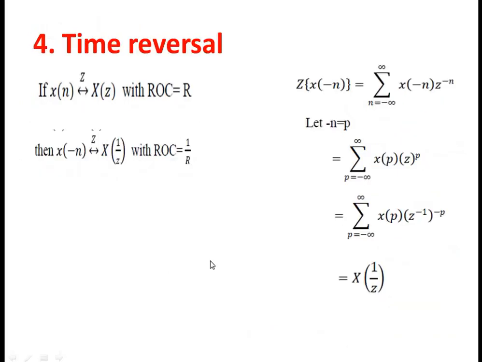Okay, and the fourth property is time reversal. Reversal we all know. If you are having x of n as the input, now we have to do some folding with respect to the origin. So now we can write it as x of minus n. Okay, and the formula for this one is x of 1 by z. So here we are having minus n, and this will give 1 by z.